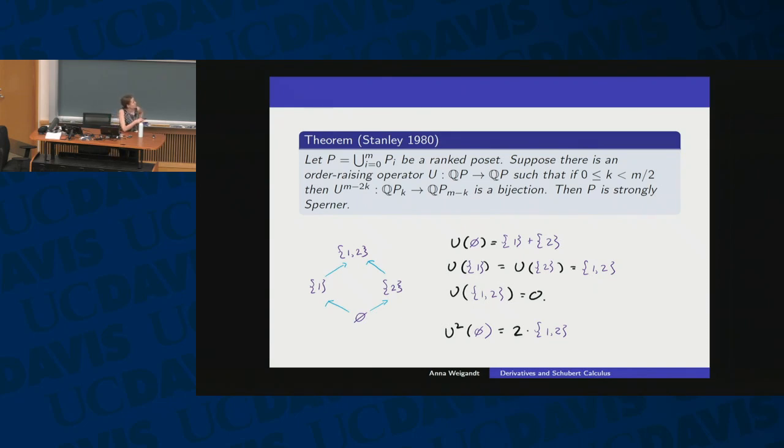Here's just a tiny example. I've drawn a little Boolean lattice, and then we could just map something to a linear combination of just things that are above it. So empty could go to 1 plus 2. 1 and 2 could both go to 1, 2, and so on. Up here, there's nothing for it to map to, so this has to go to 0. And then you'll notice if I square this, I'm taking the empty set to 2 copies of this, and that's fine. That's invertible over Q. So this one going from this level to this level checks out. It satisfies this condition that Stanley wants it to.